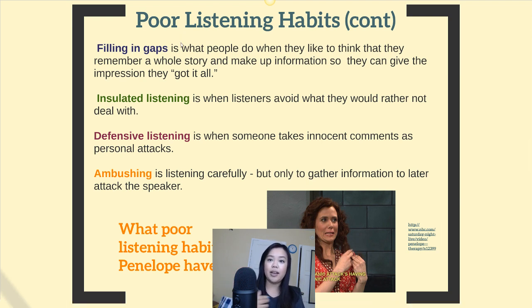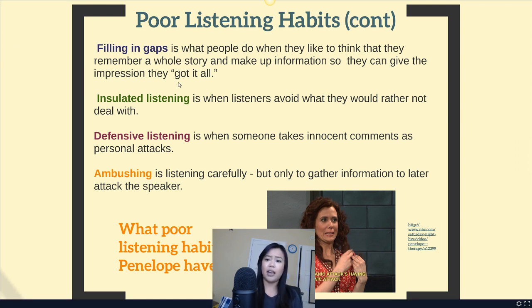Filling in the gaps. This is when we are not completely paying attention and listening, and so we try to recall a story or an event that we don't fully remember because we weren't listening very critically at the time. And so we will make up information and fill in the gaps as much as possible to make it seem like, oh yes, I know exactly how this story went. I can totally tell you the full story right now. But really they're just filling in the gaps with information that they think happened because they don't remember the story completely because they were not listening, right? But we do this because we want to give this impression like, yeah, I got it. I got it all. Don't worry. And it's usually when they want to end the conversation as well.